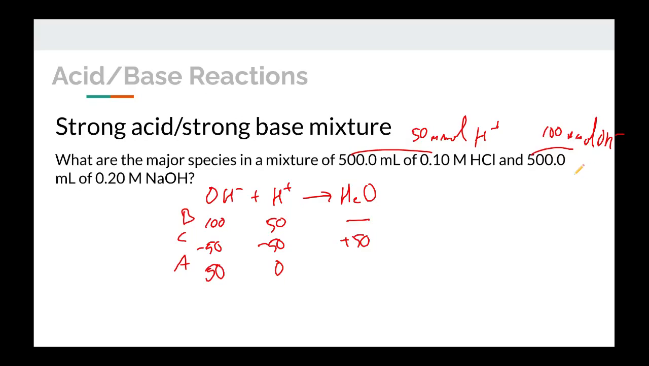So in this mixture, we will have water, of course, that's the background, that's the most major species. We will have all of the Na+ and all of the Cl- that were there. They're not a contributor to pH, but they're there. And we are going to have still a significant amount of OH- left in the solution.